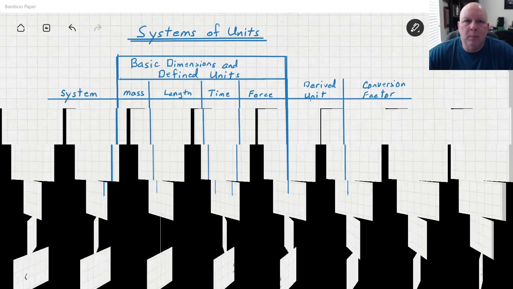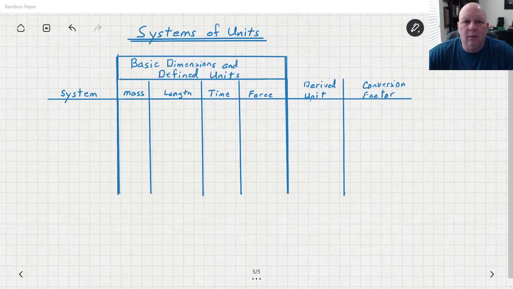In that short example on the ideal gas law, we had to do a few unit conversions. And yeah, they were simple. They were in the SI system. But it's worth looking at units in a little more detail. What I have here is a table that illustrates the systems of units. I wanted to talk about how systems of units are created. Let's look at the SI system first, because that's the one we're the most familiar with.